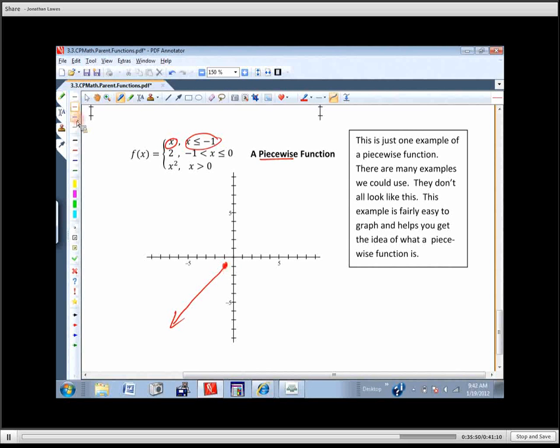Now I'm going to change colors. Number 2. You should know what shape that is. It has a name. It's the first one we went over. It's a constant function because it just stays constant. It's a horizontal line. Where? At 2.